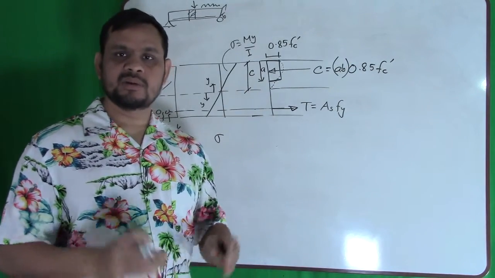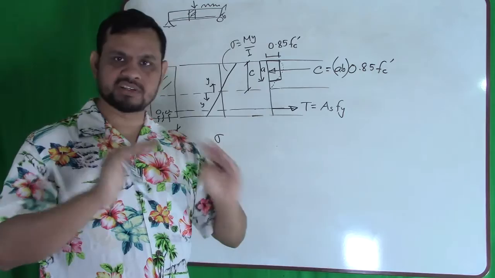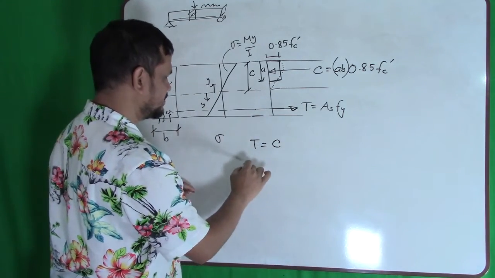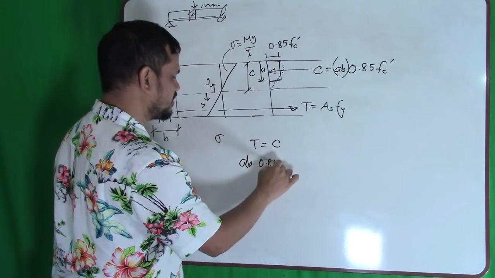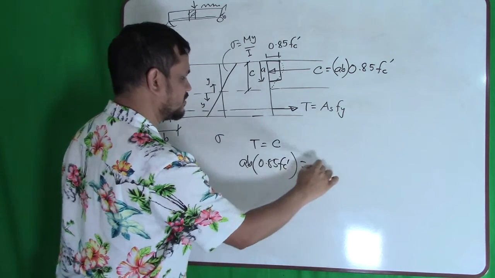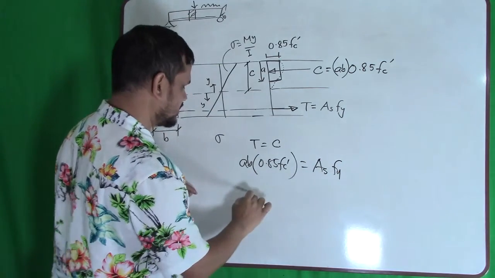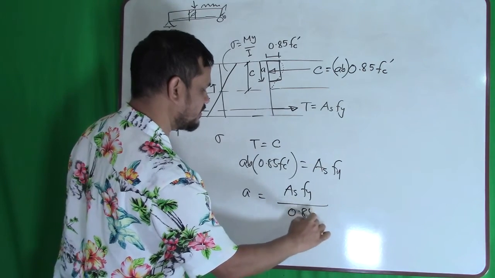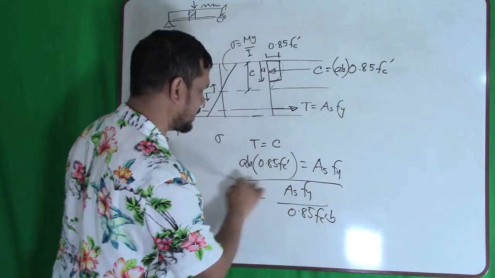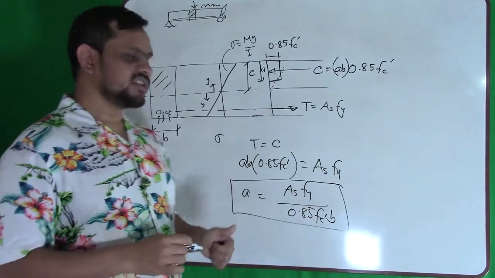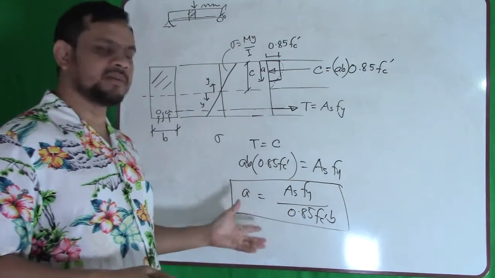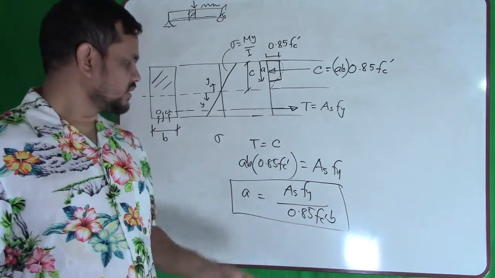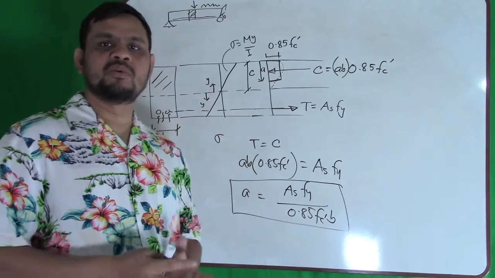To be in equilibrium, tension and compression inside the section must be equal. So if I set it equal, that means T equals C, and that means 0.85 f'c ab equals As fy. So a is As fy over 0.85 f'c b. So we found the value of a. This is a very important equation. It is in your FE exam also. At least make a note that you know where a is coming from.